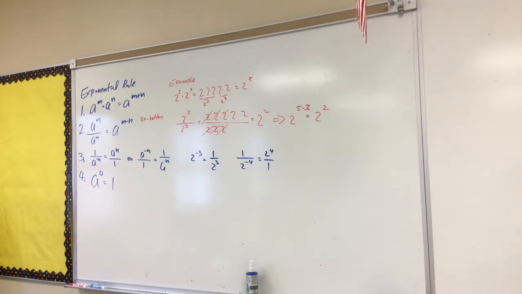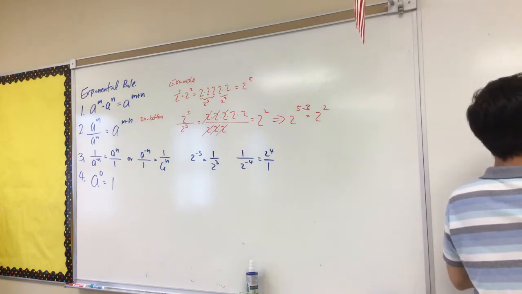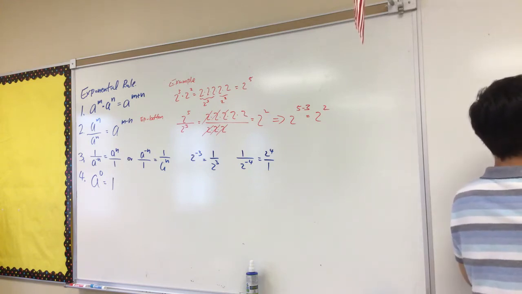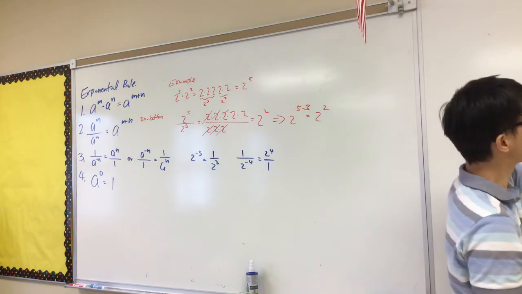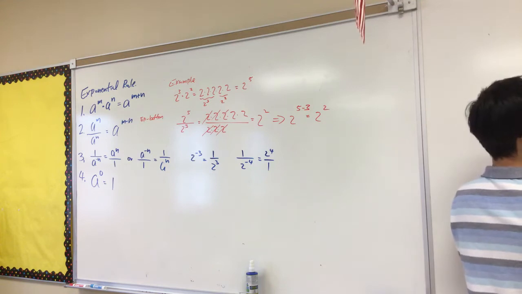2 to the third power is equal to 8, right? It's 2 times 2 times 2. 2 to the second power is equal to what? 4. 2 to the first power is what? 2. Did you see the pattern? The pattern from here to here is dividing by 2. So 4 divided by 2 is equal to 2, right? And then what's the next number? 2 divided by 2.